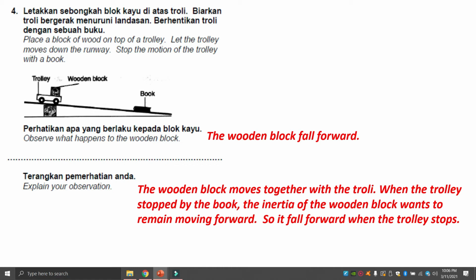But the book we stop the trolley, but the wooden block still wants to move. So it will move forward. It will fall forward because of its inertia. It's the tendency for the wooden block to still move. The trolley is already stopped by the book, but the wooden block still wants to move. So that's why it falls forward.